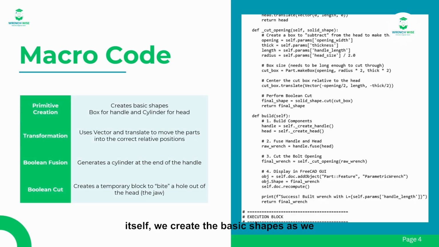Talking about the primitive creation itself, we create the basic shapes as we saw previously. There's also the transformation. We use vectors and translate to move the parts into correct relative positions. The Boolean fusion also generates a cylinder at the end of the handle, and the Boolean cut creates a temporary block to bite, essentially, a hole out of the head, creating the jaw.